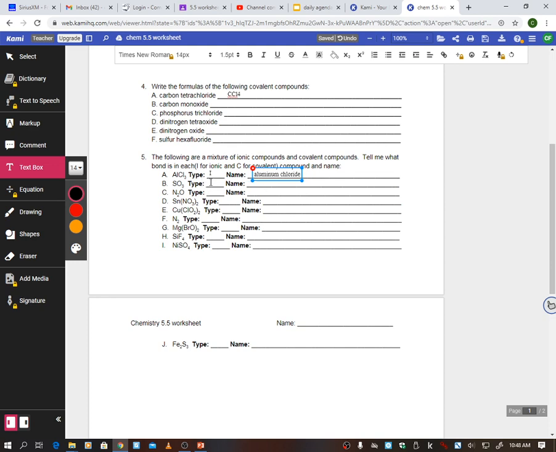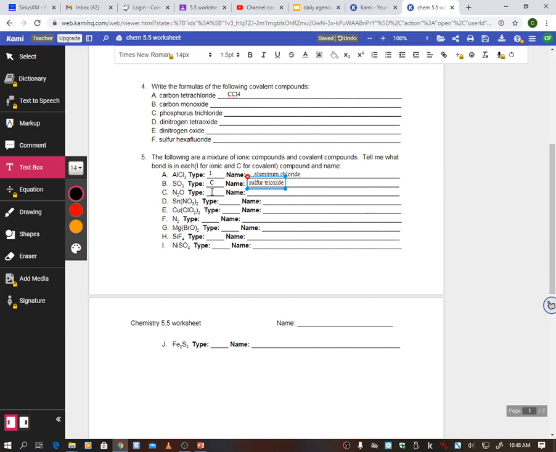SO3. Sulfur and oxygen are 2 nonmetals. They're both found on that right side of the stair step on the periodic table. So it is covalent bond. So I'm going to use prefixes. And it is sulfur trioxide.